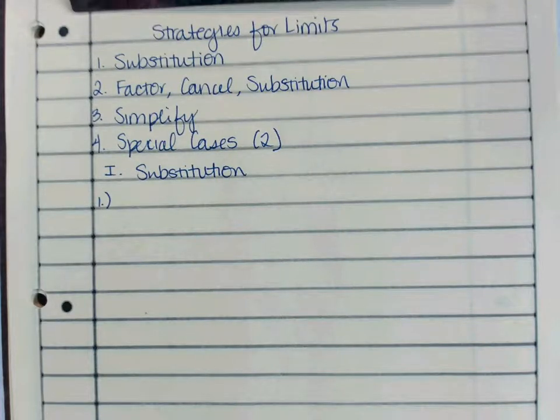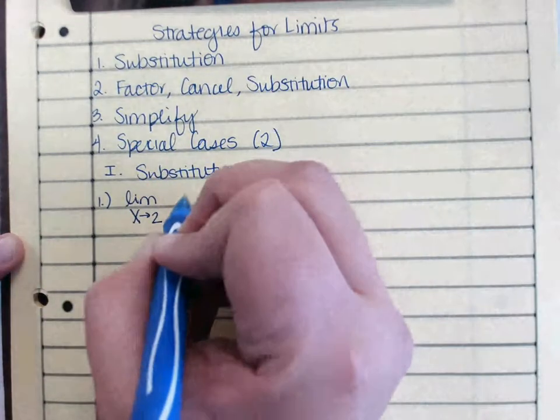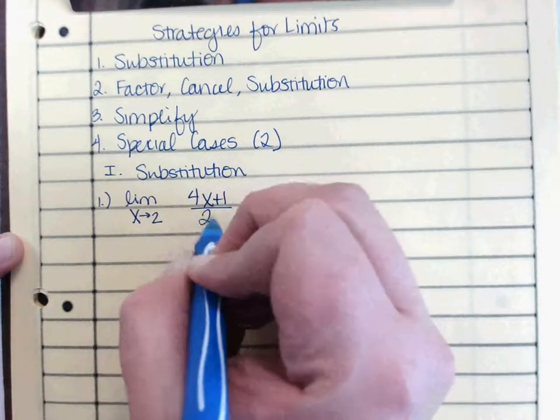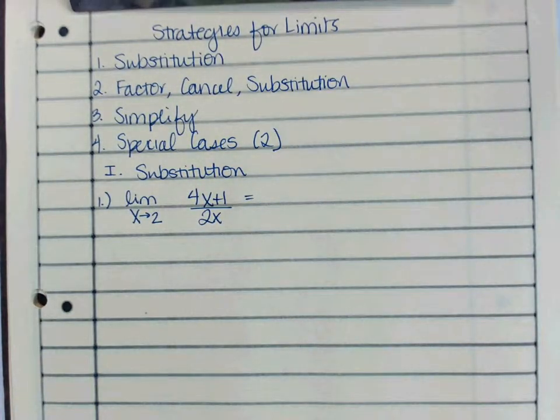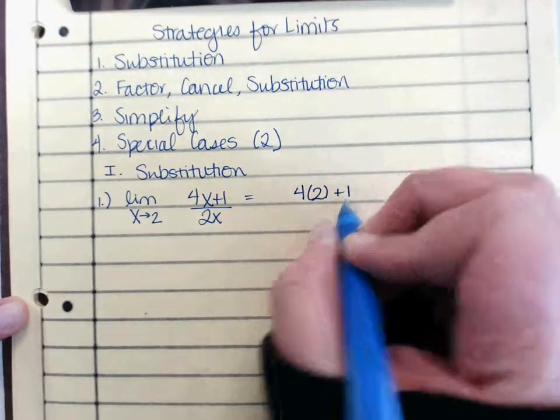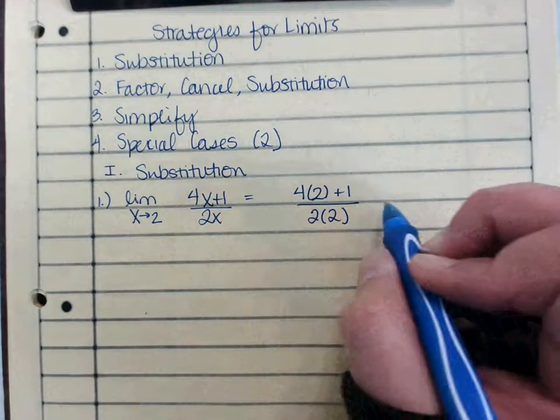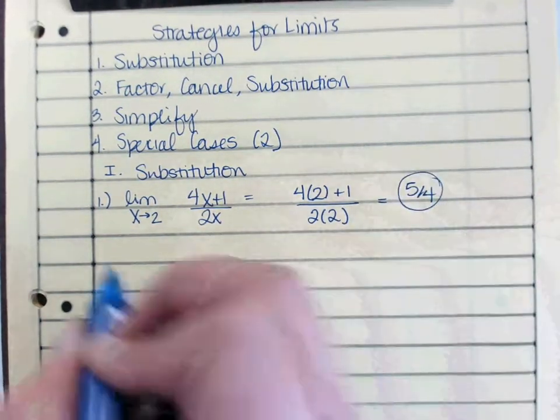Okay, so number 1, we're going to do the limit as x approaches 2 of 4x plus 1 over 2x. Okay, so if your limit is approaching a value that you can plug in without getting it divided by 0, you just do that. So when I plug in 2 here, 2 times 2, I'm going to get 4 on bottom, then it's good to go. So plug it in on top and on bottom. I'll have 4 times 2 plus 1 on top. 2 times 2 on bottom. What are we going to get as our limit? Good. 5/4. Number 2, easy.